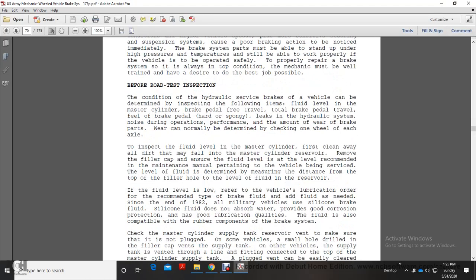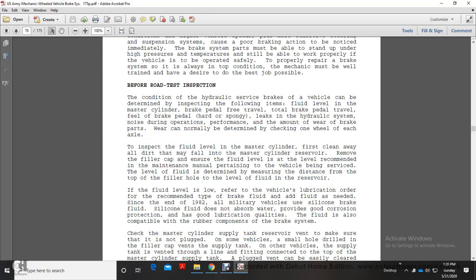Before the road test, inspect the condition. The hydraulic system of the brakes of the vehicle can be determined by inspecting the following items: fluid level in the master cylinder and brake pedal free travel, the feel of the brake pedal, hard or spongy, and leaks in the hydraulic system. Then determine operation and performance with the wear of the brake parts. Wear is normally determined by checking one wheel of each axle.